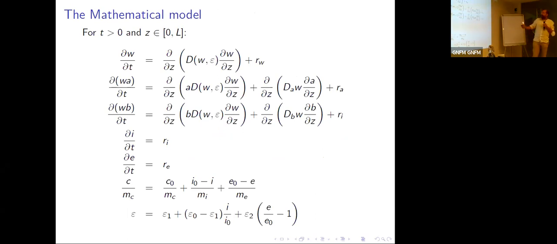And this is the whole mathematical model. So in its one-dimensional form, we have three transport, diffusion and reaction equations, two ODEs that take into account only reaction terms, and two algebraic equations for calcium carbonate and porosity.